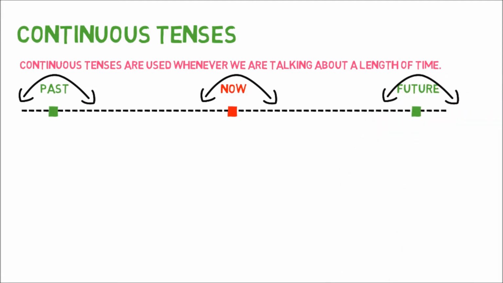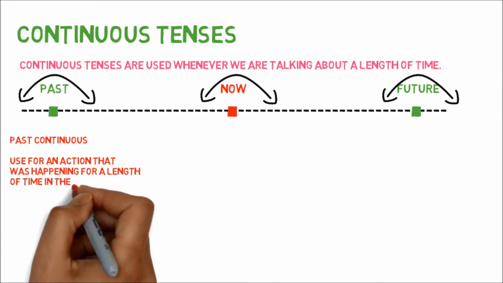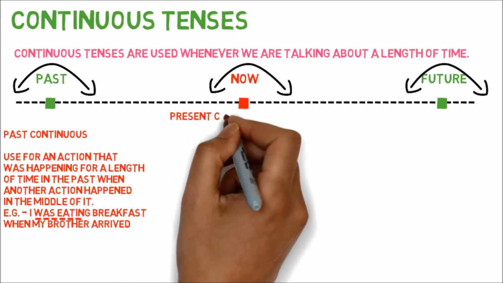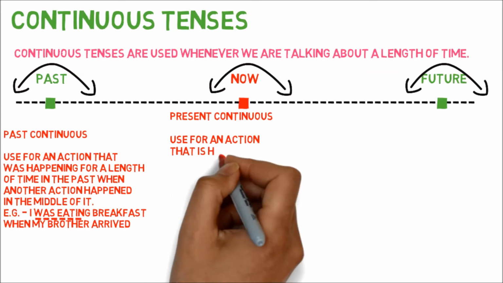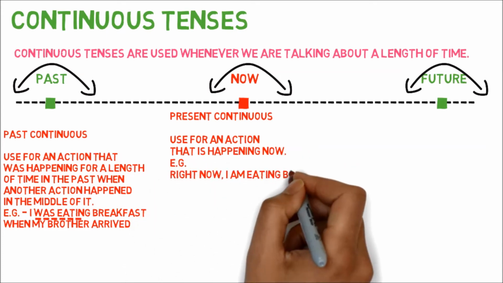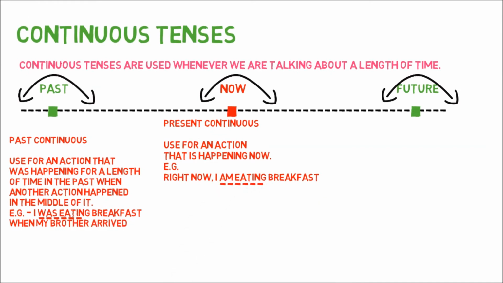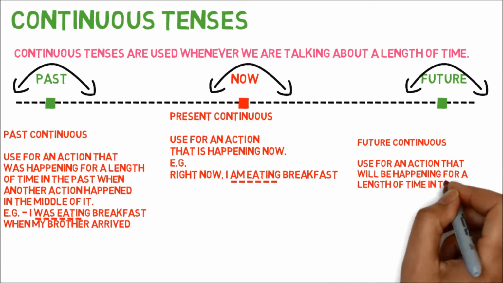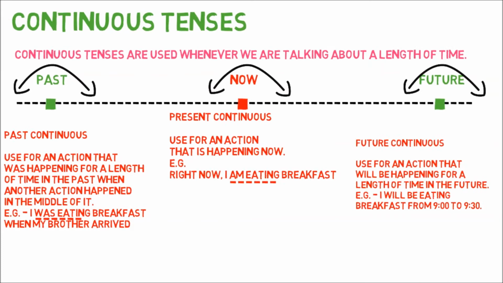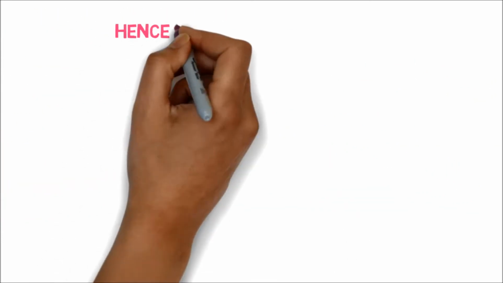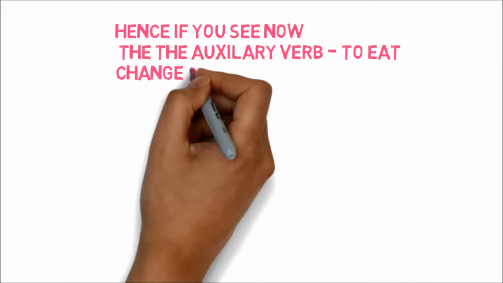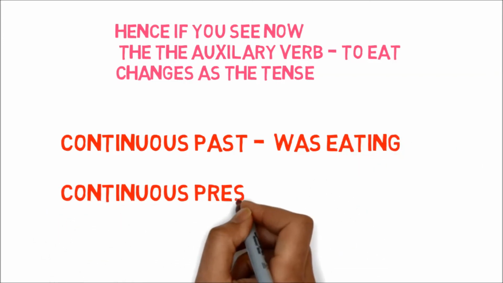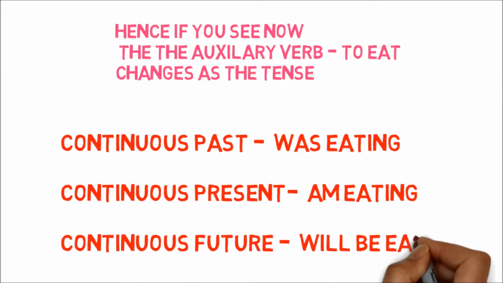Let's look at the past continuous. An action that was happening for a length of time. I was eating breakfast when my brother arrived. Present continuous. Same, the action happening now. Right now, I am eating breakfast. And the future continuous, used for an action which will be happening in the length of time. Example, I will be eating breakfast. Now if you see, the verb to eat changes as the tense. Now it becomes continuous past, was eating, continuous present, am eating, continuous future, will be eating.